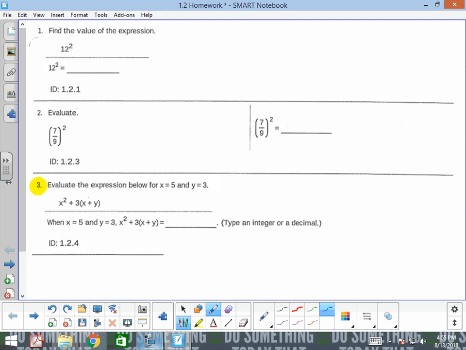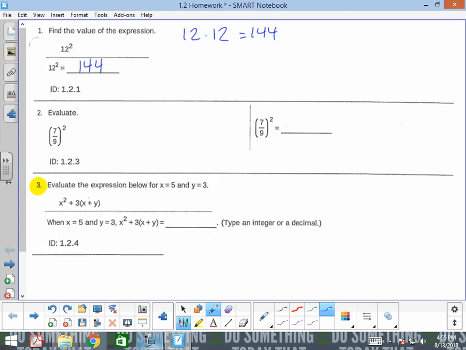So remember, number 1, 12 squared means 12 times 12. And if you have that memorized, that is 144. If you do not have that memorized, you need to work that out. Multiply 12 times 12, because you will not be allowed to use your calculator on the homework, quiz, or test.